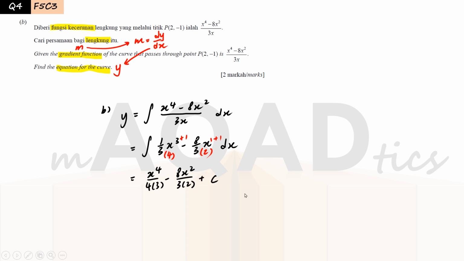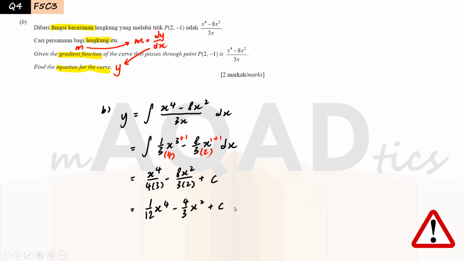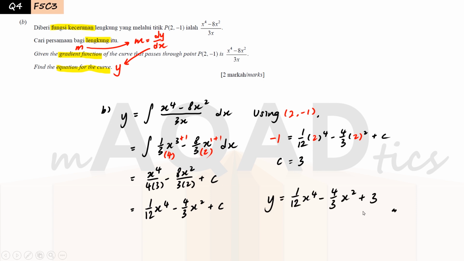Okay, so once we simplify, it will be something like this, but this cannot be our final answer because we didn't find the value of c yet. So what we can do is, we can use the coordinates being provided here. Okay, we substitute these coordinates into the equation to find the value of c. Alright, so once we substitute, we simplify, and then we'll get c is equals to 3, and only this would be our final answer. Okay, with the c value being substituted here.